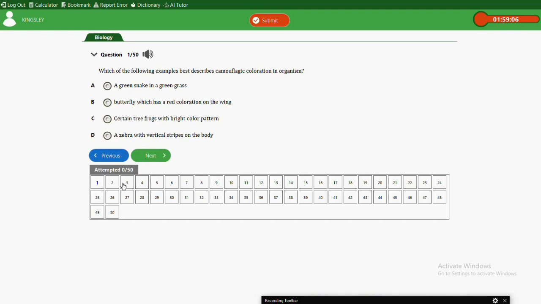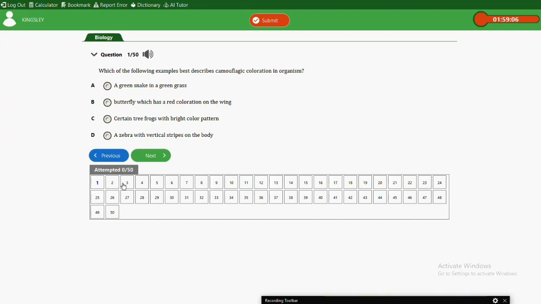It says, which of the following examples best describes camouflagic coloration in organism? A, a green snake in a green grass. B, butterfly, which has a red coloration on the wing. C, certain tree frogs with bright color pattern. D, a zebra with vertical stripes on the body.